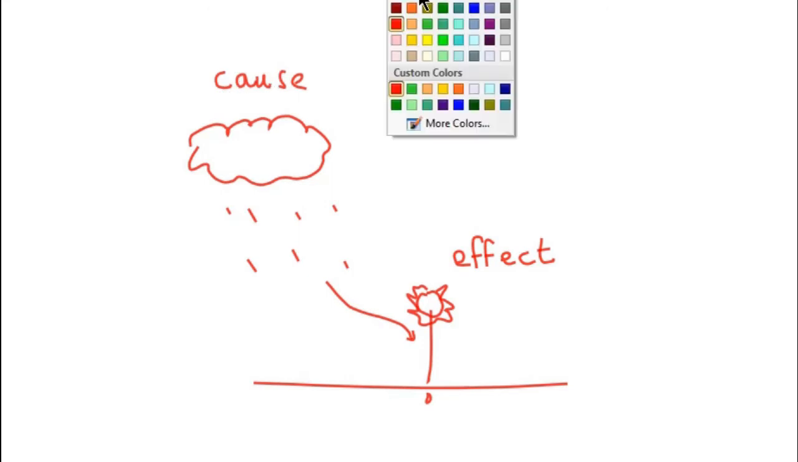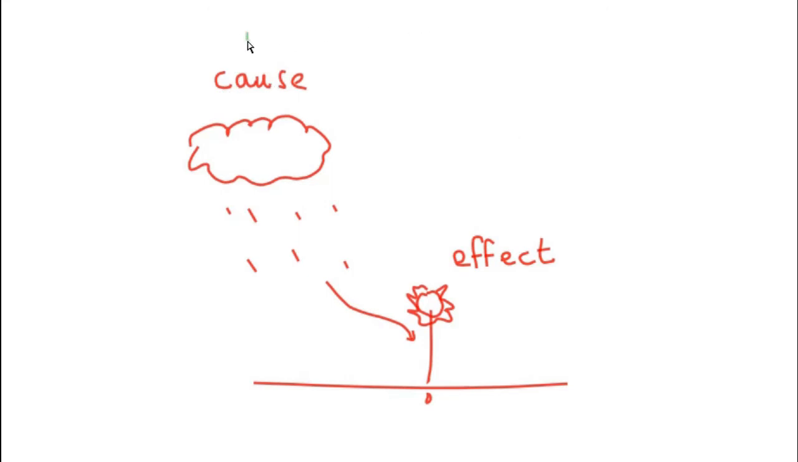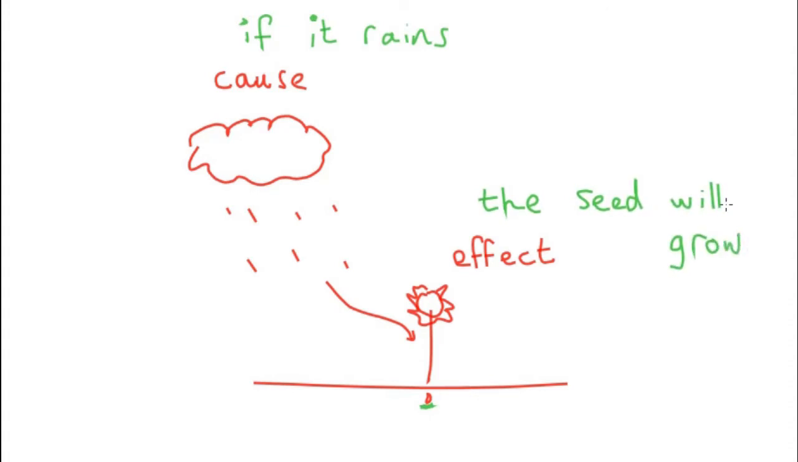For the cause, we're using if. So let's say, if it rains. And what's the effect? The seed, this is a seed, the seed will grow. If it rains, the seed will grow.